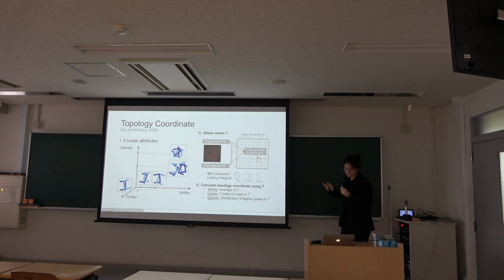And we calculate these 3 values by first using a depth image to obtain the edge segments and compute the gauss linking integral between the 2 edge segments and obtain a final matrix T. And the gauss linking integral, GLI, refers to how much the 2 line segments are twisted together. It's a numeric metric. And finally, we can compute each attribute in the topology coordinate using this metric T. We can compute writhe by the average of T, center by the center of mass in T, and the density by the distribution of the higher pixels in T.